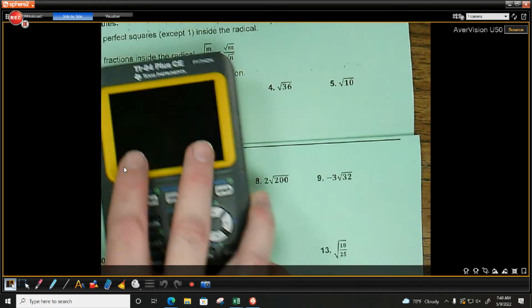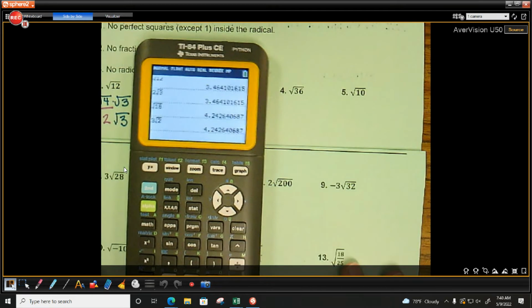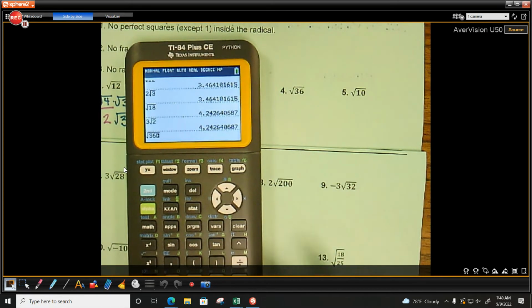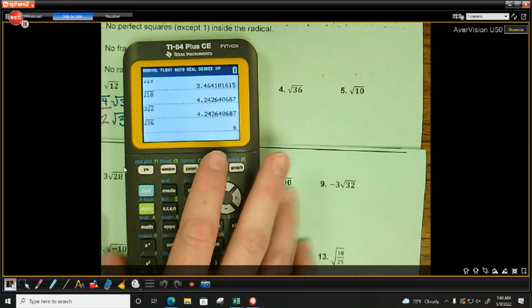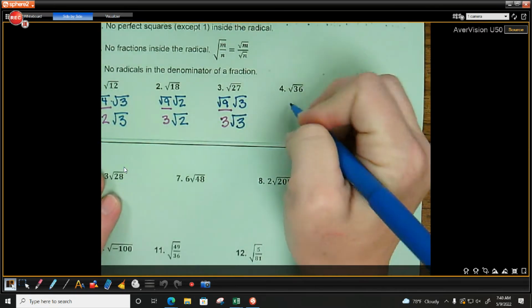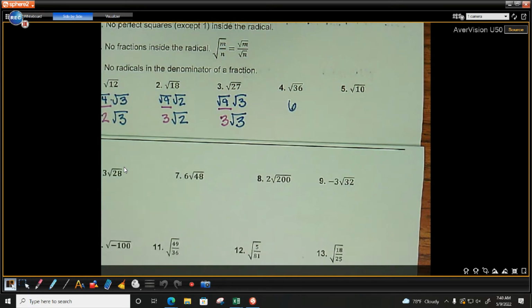Okay, number 4. Remember, we always start with typing it in the calculator. What do we notice about this one, guys? It's a perfect square. We got a whole number, so do I have to do any work? No, there's my answer, done. Do we like those? I like the perfect squares, it makes life a lot easier.